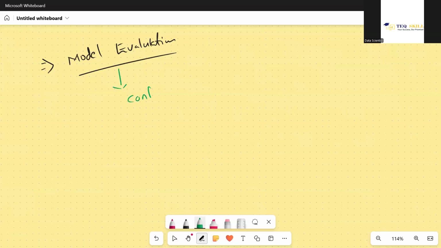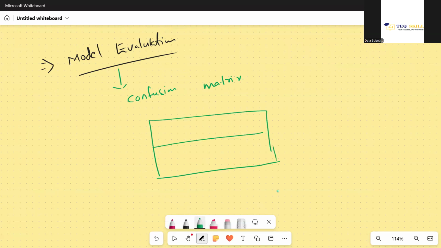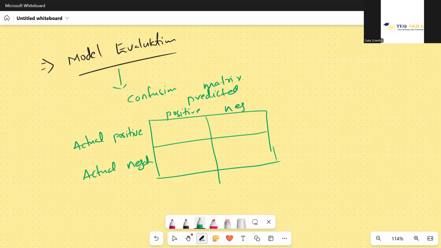For model evaluation, we have various metrics. The very first thing is the confusion matrix. Coming to the confusion matrix, it's a 2 by 2 matrix. Here we have the actual points: actual positive numbers and actual negative numbers. These are your predicted values: predicted positive and predicted negative.